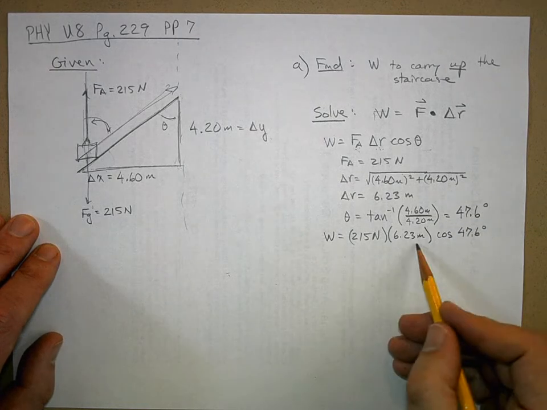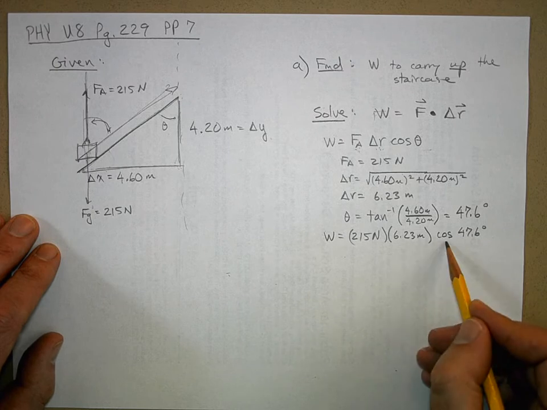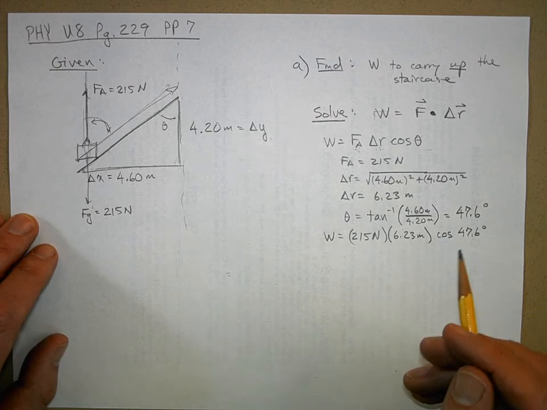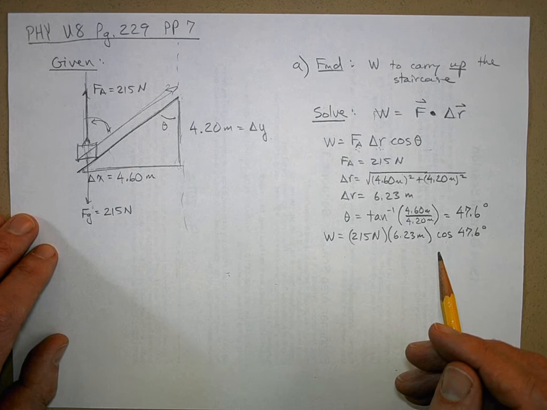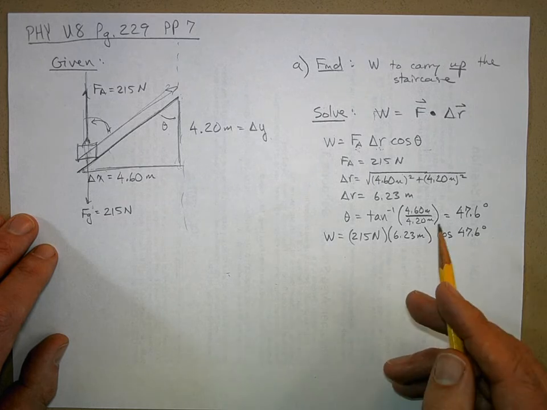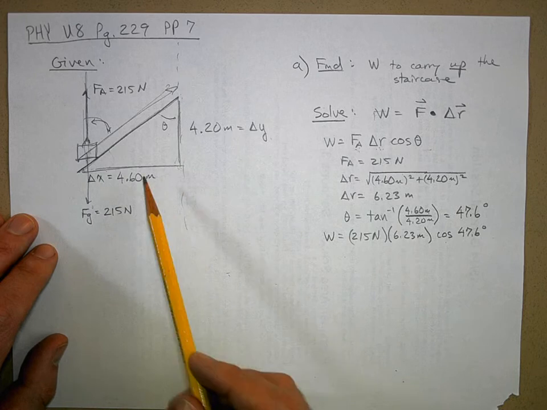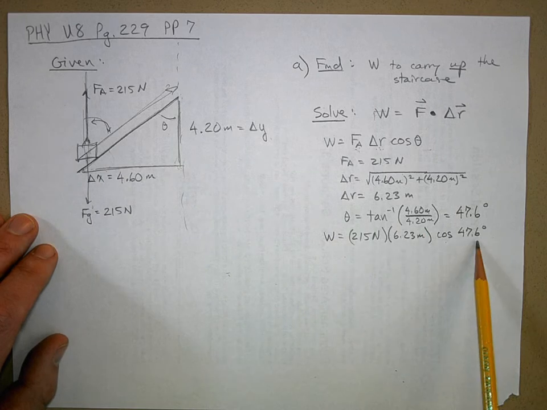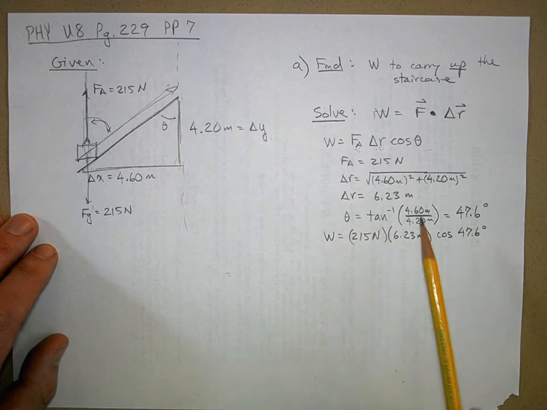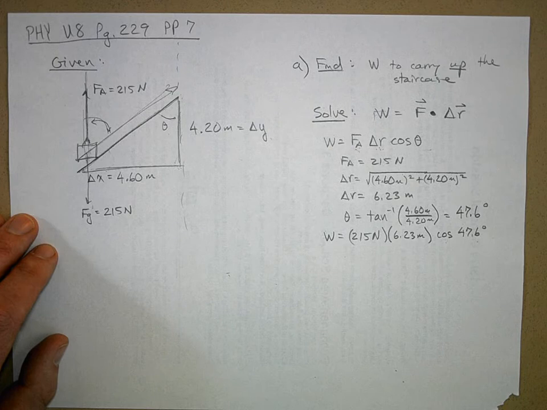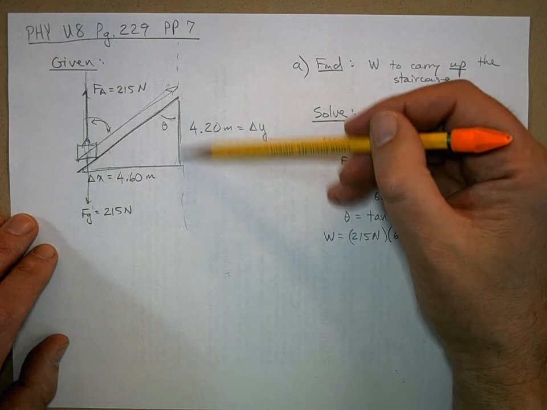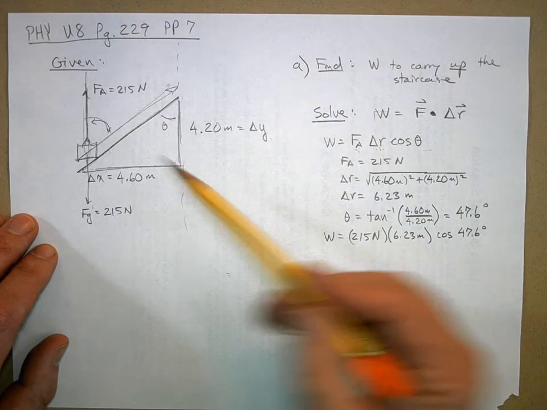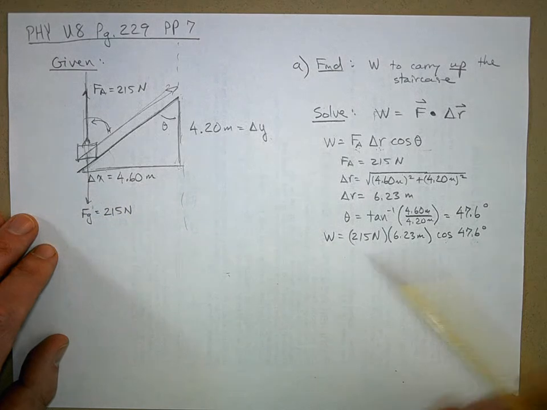Now, by the way, you could have done this a different way. Remember, cosine is the adjacent over the hypotenuse. So instead of figuring out the angle and taking the cosine of that angle, you could have just used that ratio of the adjacent, which is 4.2, over the 6.23. But you get the same thing either way.